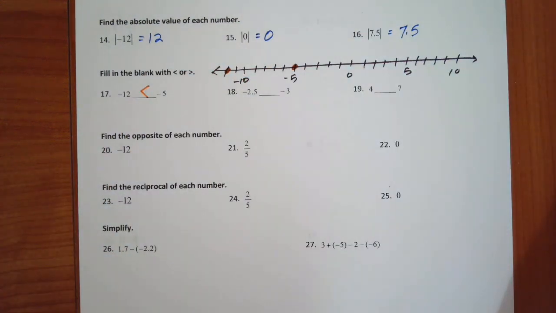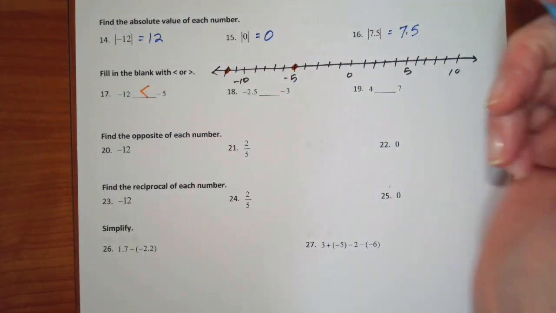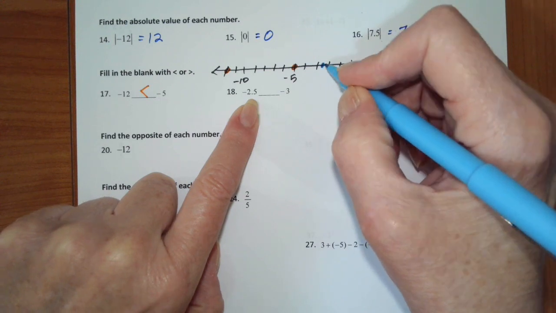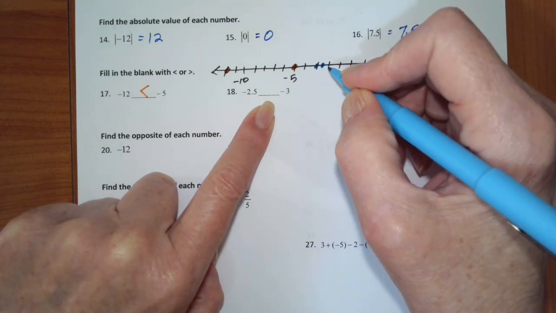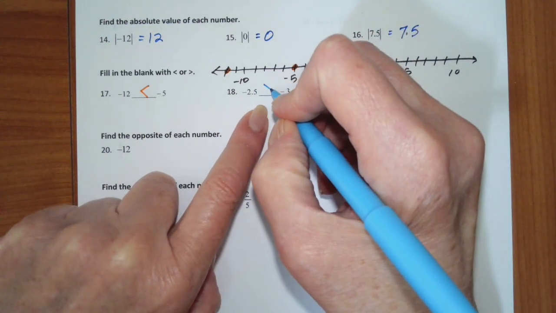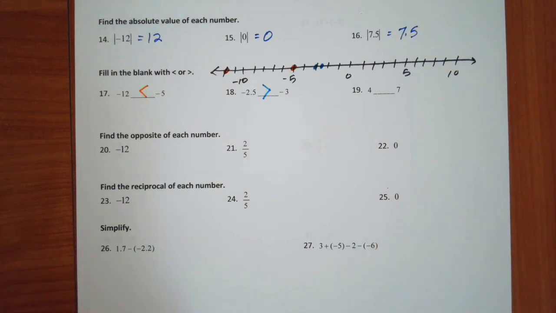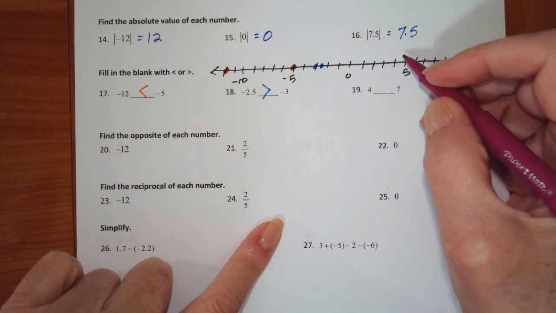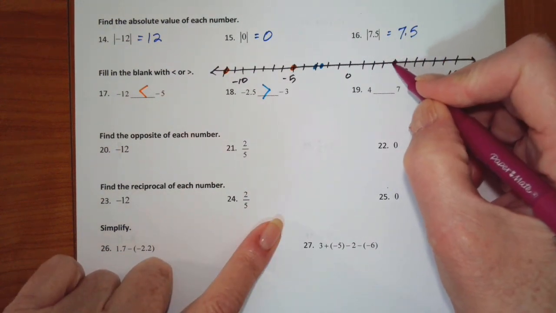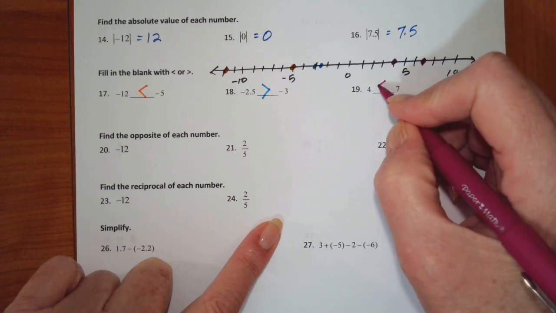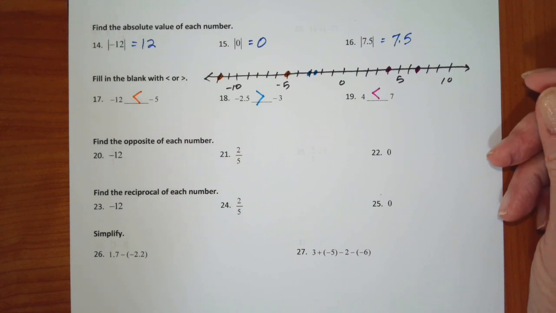All right. So if I'm looking at -12 and -5, -12 is here, -5 is here, which means -12 is less than. If I'm looking at -2.5, that's right here, and -3 is right here, so -2.5 is greater than -3. It always points to the smaller one, or the one to the left. And if I have 4 and 7, 4 is to the left, so 4 is less than.